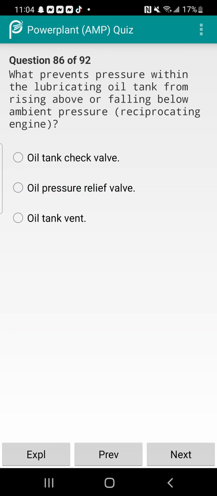What prevents pressure within the lubricating oil tank from rising above or falling below ambient pressure in a reciprocating engine? Oil tank vent.